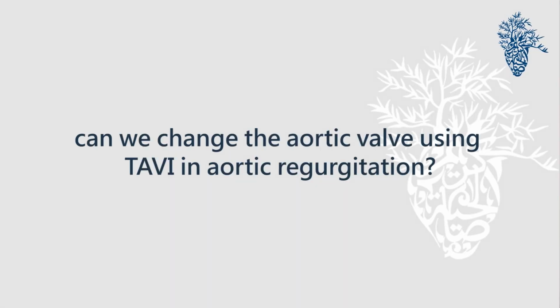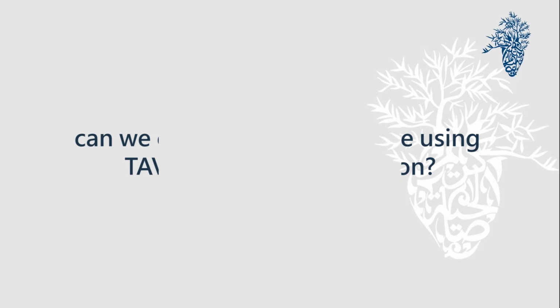Can we change the aortic valve using TAVI in aortic regurgitation? In most of the cases with aortic regurgitation, TAVI is not suitable because a TAVI valve requires calcification of the aortic valve in order for the new valve to hook into, and this is usually not present in cases of aortic regurgitation. But with improvement in technology, we suspect that there will be new valves that can be used in cases of aortic regurgitation.